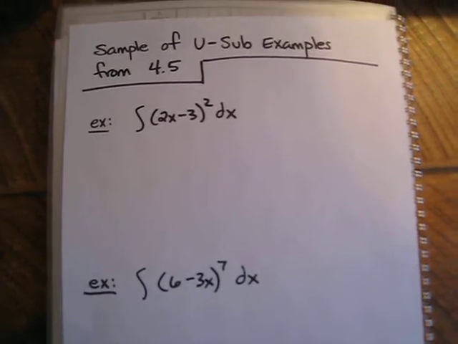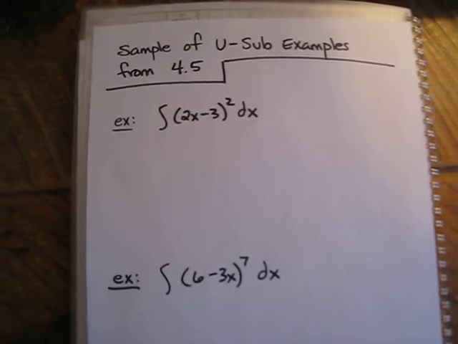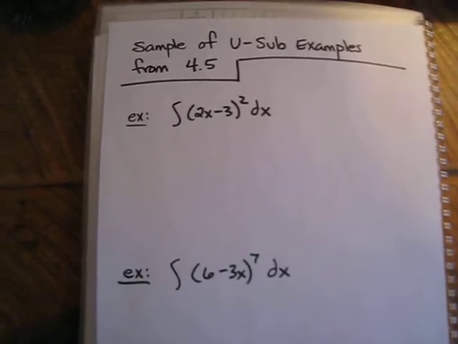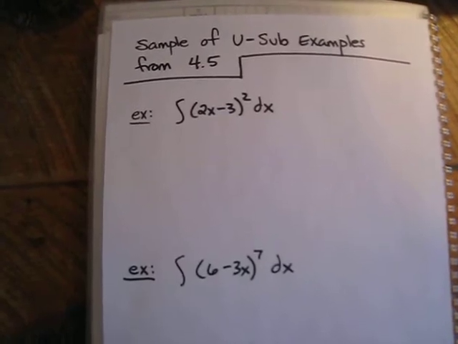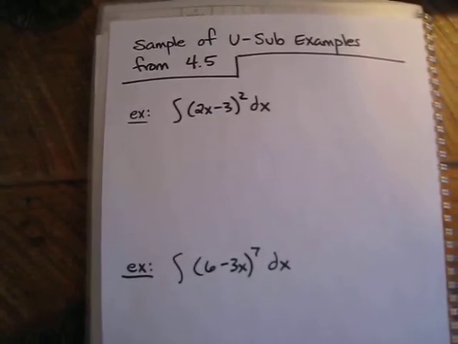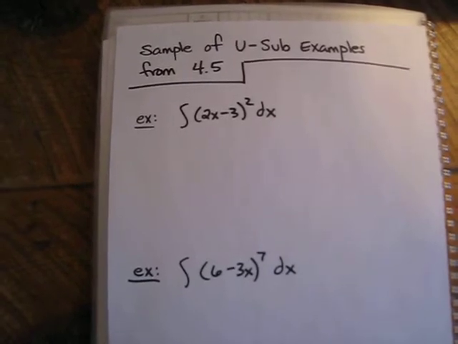All right, here we go with some substitution examples from section 4.5. As we look at this first problem, we would like to do it by power rule, but the trouble is that's not just a variable squared, but a whole expression. Because of chain rule, we can't just address it by power rule.